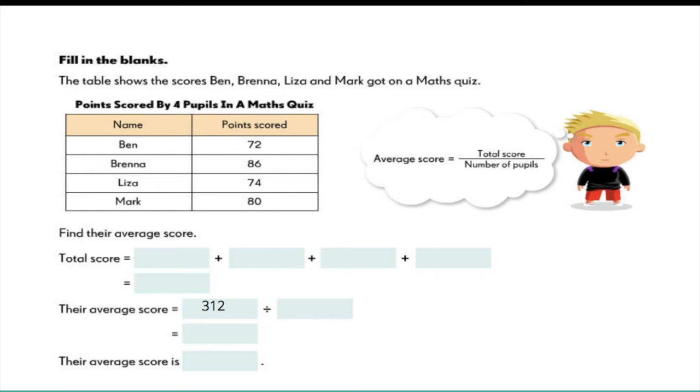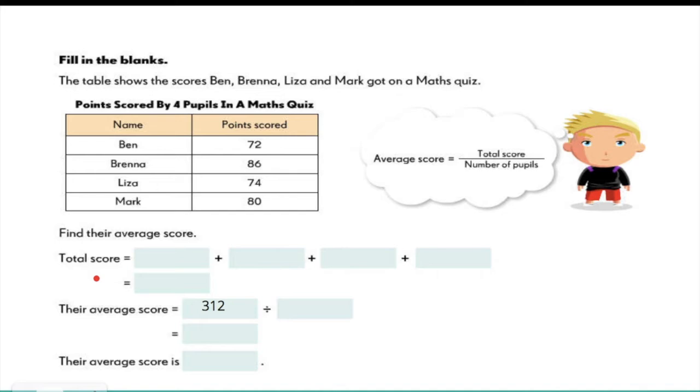Here's the first example. This table shows the scores Ben, Brenna, Lisa, and Mark got on a maths quiz. So as you can see in the table, these are the names and the corresponding points that they have earned. So our task is to find the average score. Now, if you can still recall, I have shown you a while ago the average formula that we are going to use. So to get the average score, we just need to get the total score divided by the number of pupils. So let's do that.